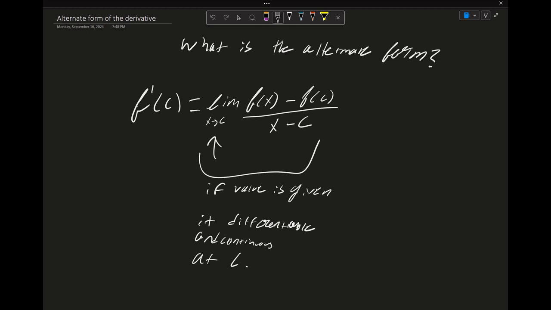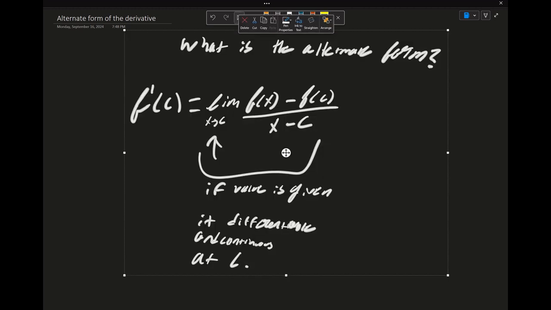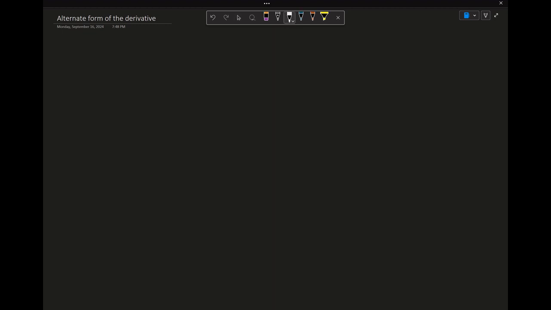Alright, so let's go through an example of computing a derivative using the alternate form. Given f of x equals x squared plus 4, let's find f prime of 3 using the alternate form of derivative we discussed just now. So let's go back to the equation.